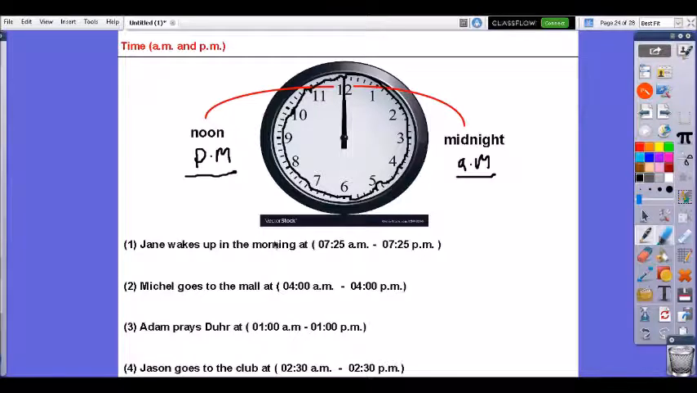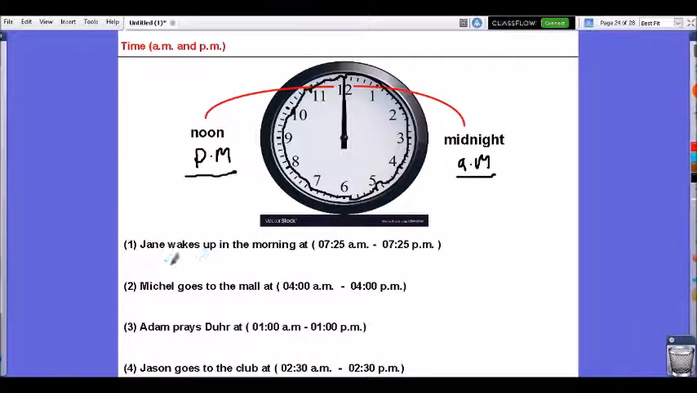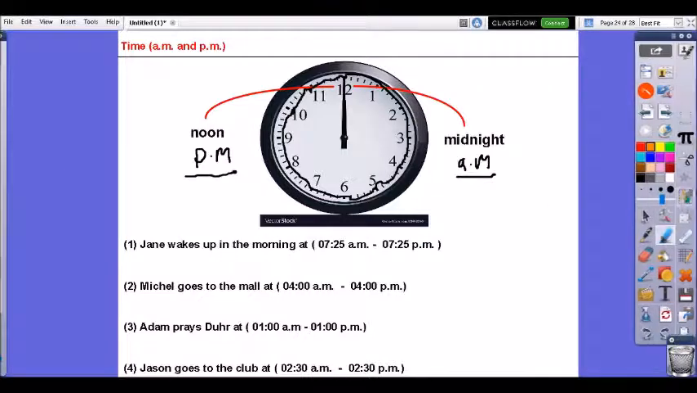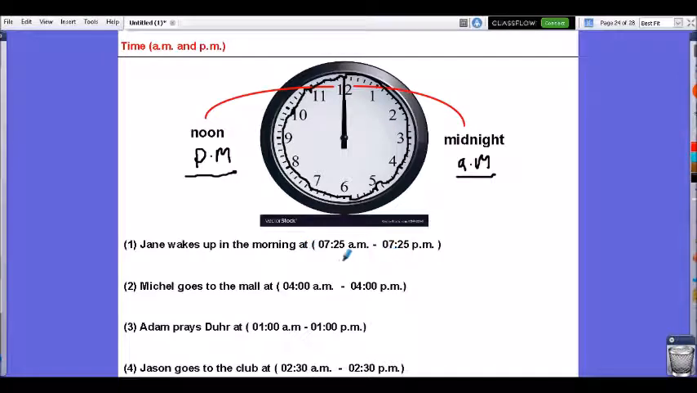If I have here Jane, and the first sentence says, Jane wakes up in the morning at what time? She wakes up in the morning at 7:25 AM or 7:25 PM. Exactly, in the morning is just in the 12 hours that are after midnight. It's still not noon yet. It's between midnight and noon. Between midnight and noon is just 7:25 AM. And Michael goes to the mall at, of course it's not 4 AM. 4 AM is just in Fajr time. It's after midnight. So it's 4 PM.